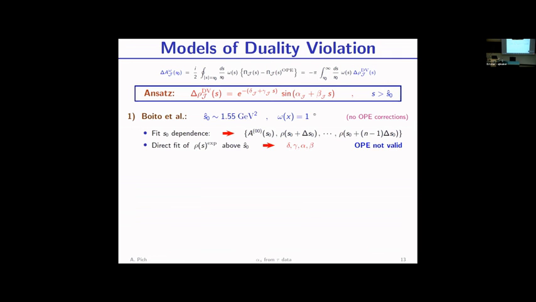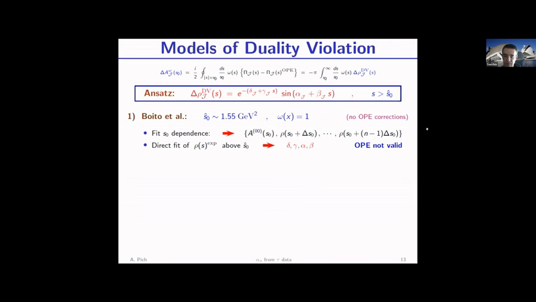So what Boito et al. use, they just parameterize a form for this duality violation correction. That means you are making a guess of what the spectral function should be, and they just fit that from experiment. In technical terms, they do a fit of integrals without any weight factors, that means omega is equal to 1, and they fit between some low value of S0, typically 1.5 GeV squared, and then they fit bin by bin all bins where you have data.